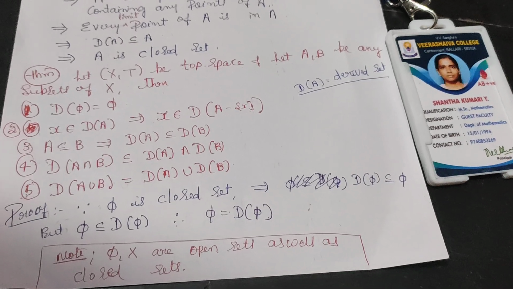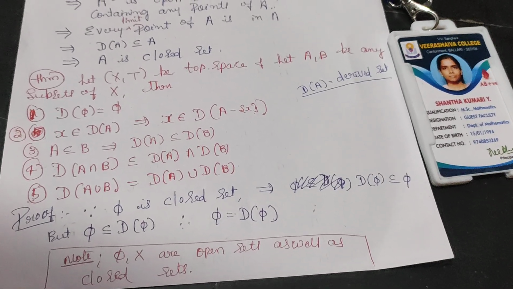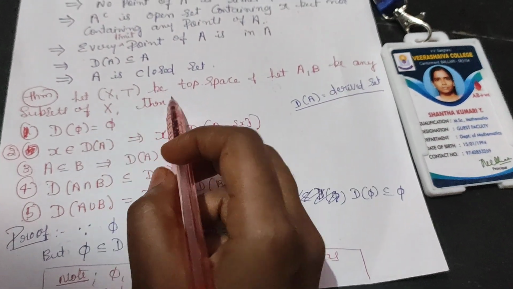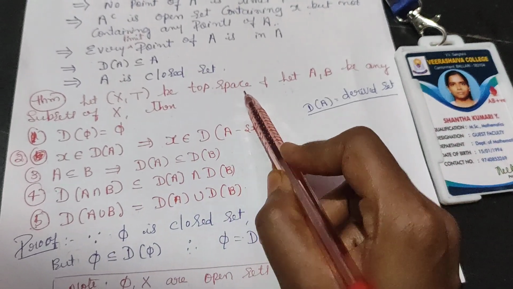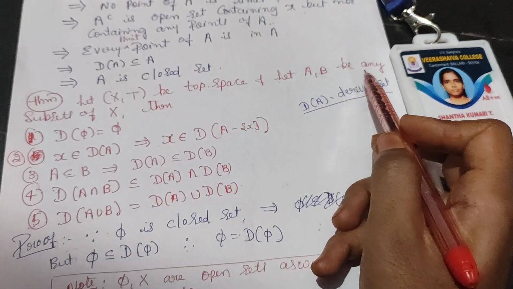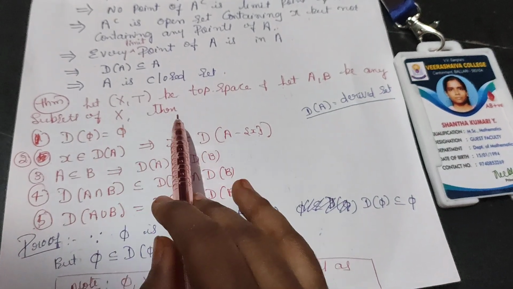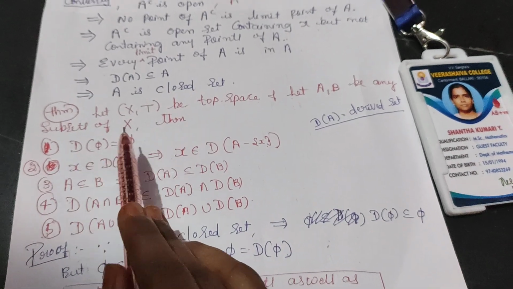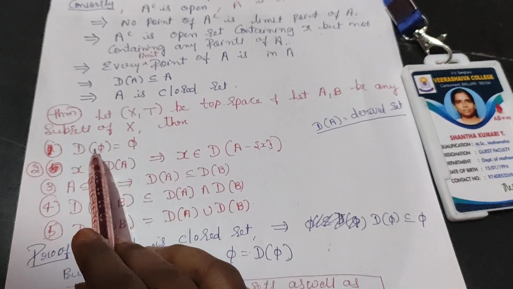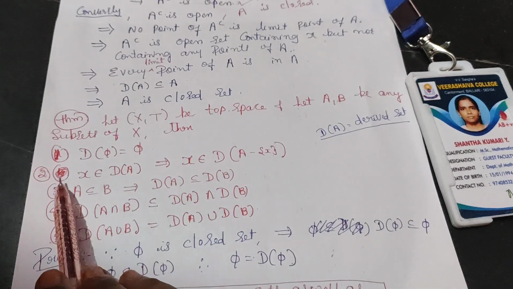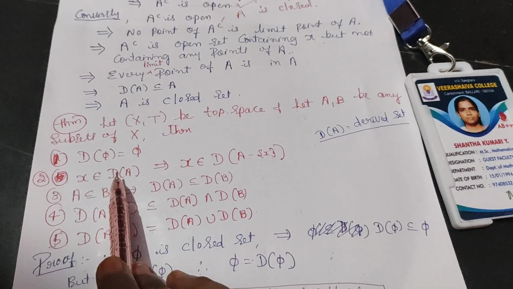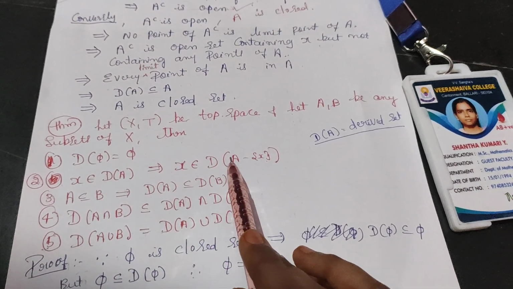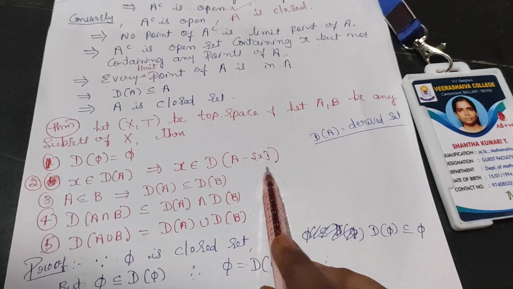Hello students, in this video let us prove one theorem on derived set. Let (X, T) be a topological space and let A, B be any two subsets of X. Then the following are true. First one, D of phi is equal to phi, that means the derived set of the empty set is empty. Secondly, suppose x belongs to D of A, so that implies x also belongs to D of A minus {x}.